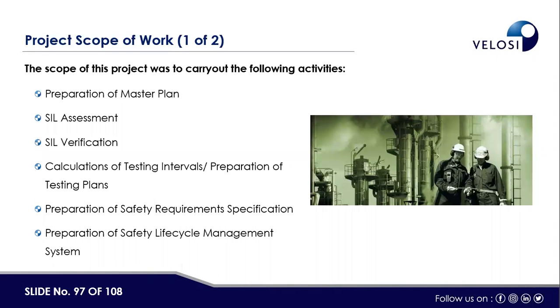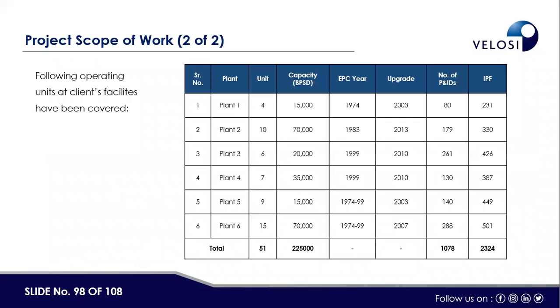We have to carry out the following activities. We have to prepare a master plan, how we will execute these activities. Then we have to perform the SIL assessment or SIL determination or SIL classification. And then we have to verify whether those classified SIFs are meeting the target or not, based on the reliability data. And then calculation of testing intervals, preparation of testing plans, and then preparation of safety requirement specifications, and then preparation of safety lifecycle management system. So this was the number of SIFs which we have classified, or for which we have determined the target SIL. For example, there are a number of plants.